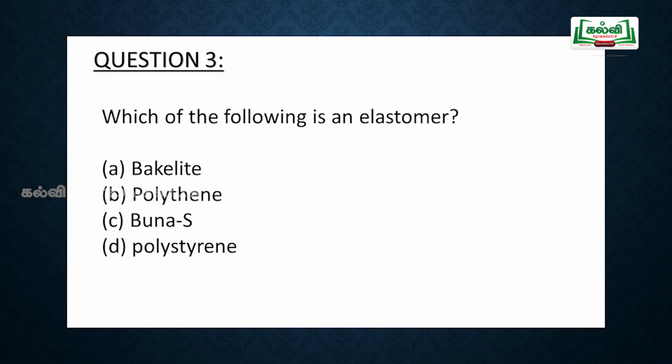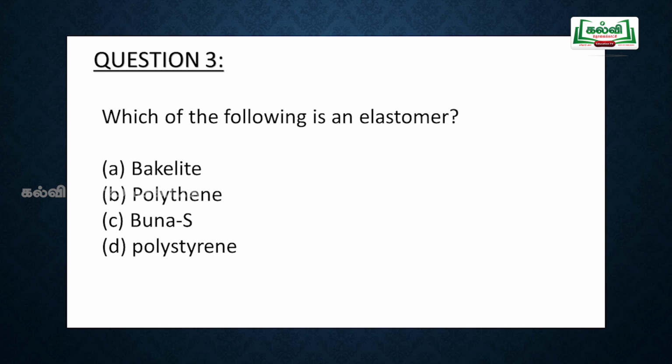Then, which of the following is an elastomer? Students, I hope you know that elastomer is a category, a type, that comes under classification based on force of attraction, based on intermolecular force. Bakelite, you know very well, comes under thermosetting plastic. Polythene comes under thermoplastic. Buna rubber comes under elastomer. Polystyrene comes under thermoplastic. So the answer for this question is Buna rubber, which comes under elastomer.